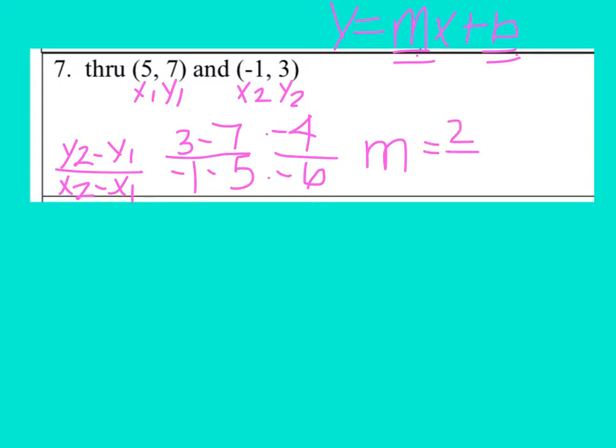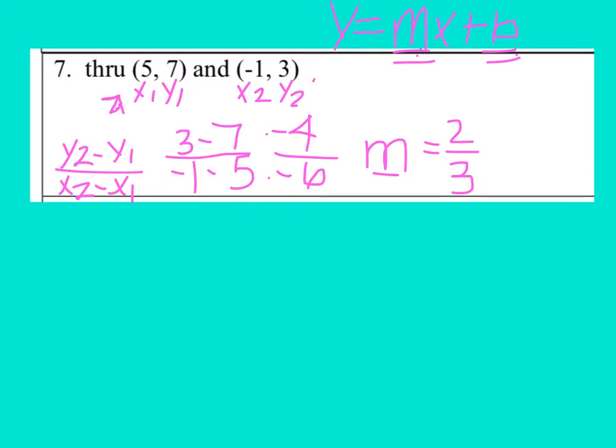Alright, so now I am given an x and a y up here, another x and a y up here, and I'm given my slope. So what I can do is pick one of those points and plug into the y equals mx plus b equation and solve for what I don't have, which is going to be the y-intercept. So let's pick the point 5, 7, just because it doesn't have any negatives in it. You can pick whichever one you want. You'll still get the same answer as long as you do it correctly.